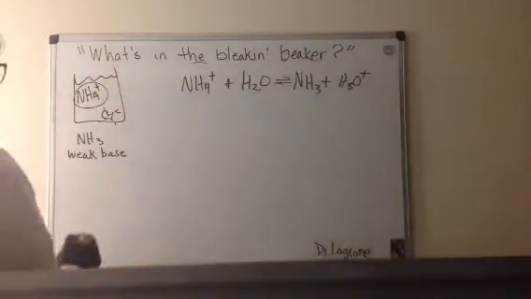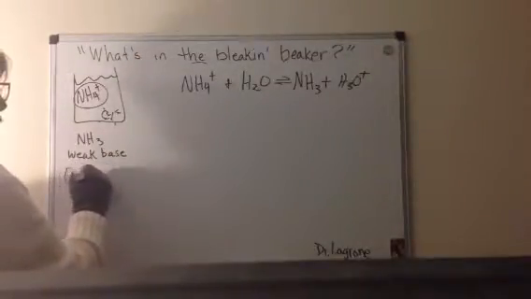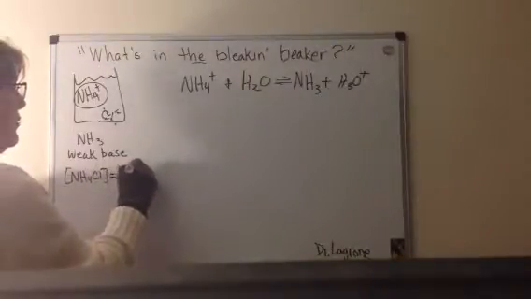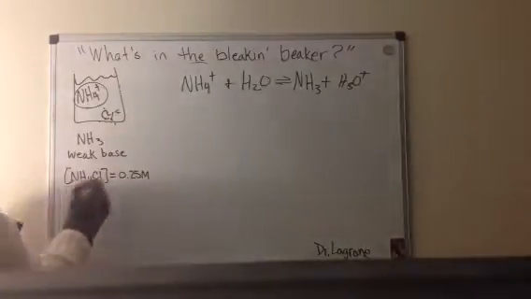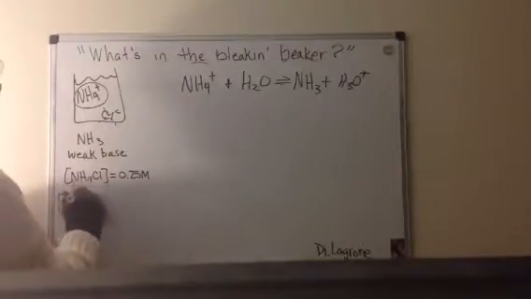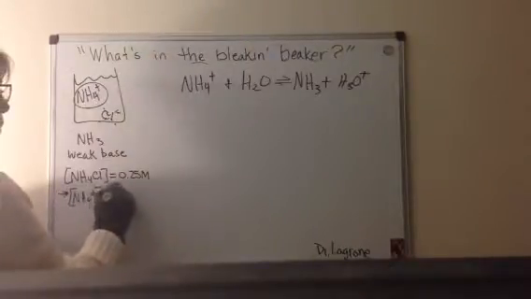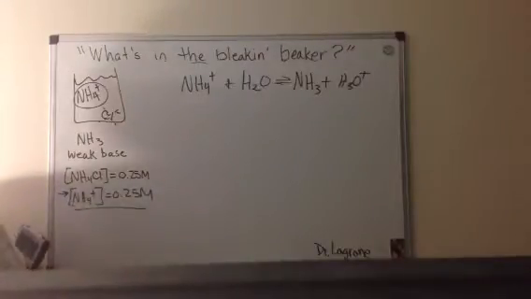Again, I need to give you the concentration of the ammonium chloride, and I'm going to say it is 0.25 molar. And that means that the ammonium ion is also 0.25 molar, as well as the chloride, but it's only the ammonium ion I'm interested in.